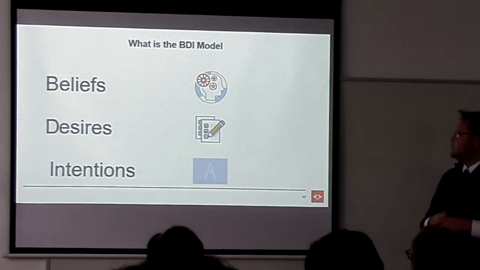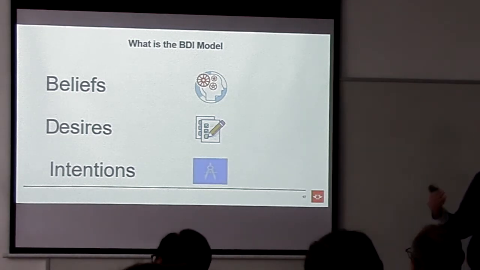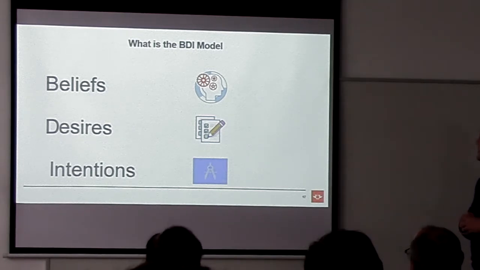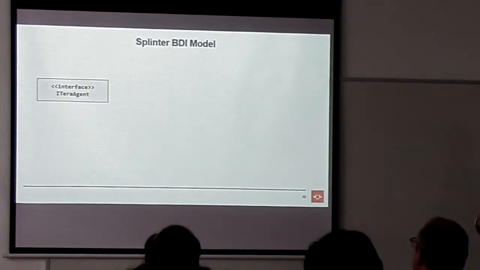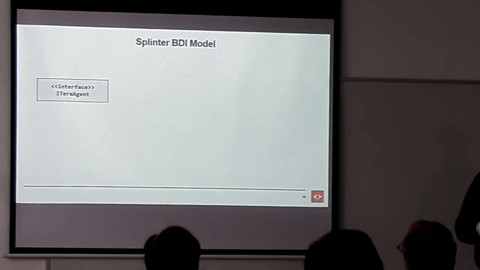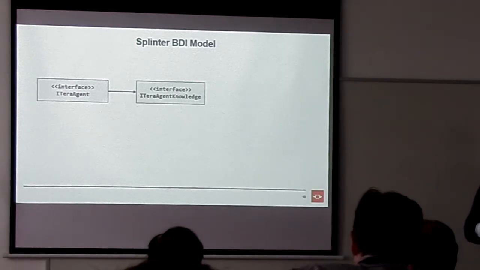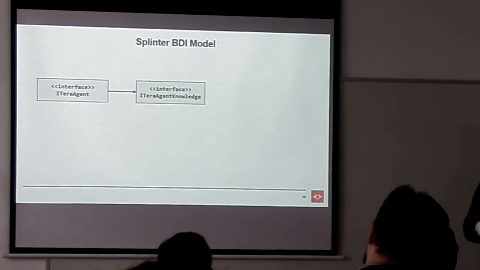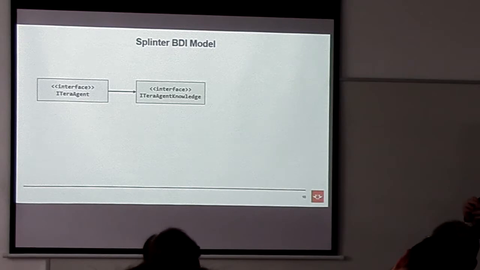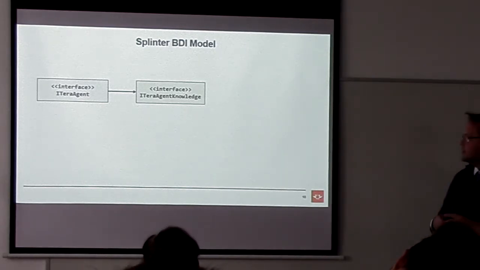And it has intentions. How do I actually achieve those objectives and goals that the agent believes in? So what we want to do is extend this BDI model using the Splinter architecture and the Splinter design pattern. We start out with our Terra agent, and that Terra agent embeds another agent called the knowledge agent, which is a nano agent. This encapsulates the entire knowledge nexus of this agent.